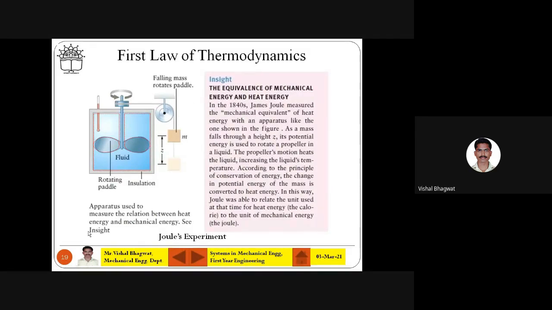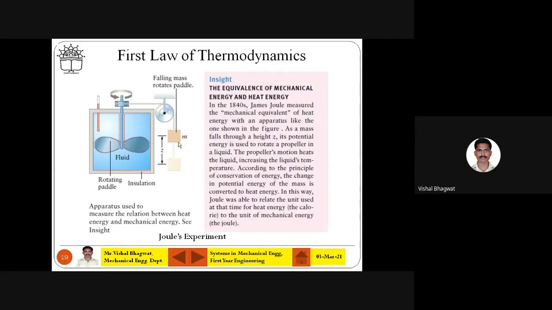It is said here that in the 1840s, James Joule, the name of the scientist, measured the mechanical equivalent of heat energy with an apparatus like the one shown in the figure. So what is shown in the figure? You will see there is an insulated chamber with a fluid inside. A thermometer is placed for measuring the temperature of that fluid. Now in the fluid there is a paddle, or propeller. It is rotated by this pulley arrangement here. The pulleys are connected. Here is one pulley, connected with another pulley, and to that thread a mass is connected.